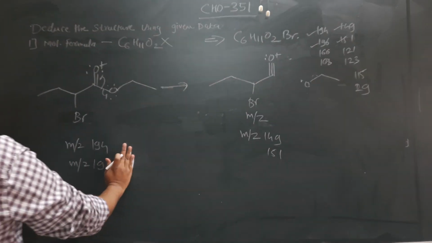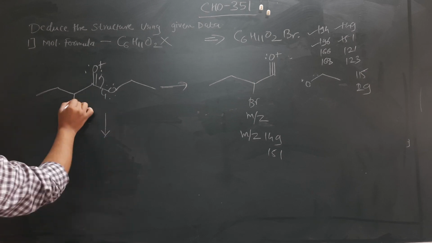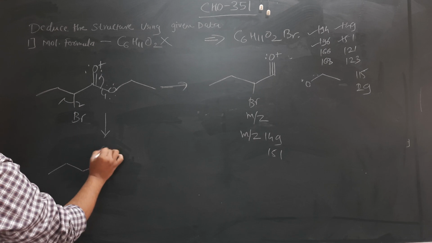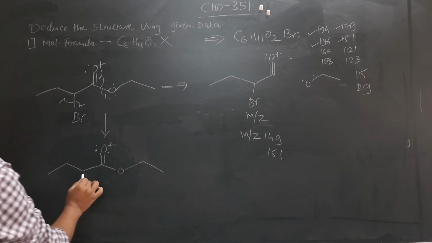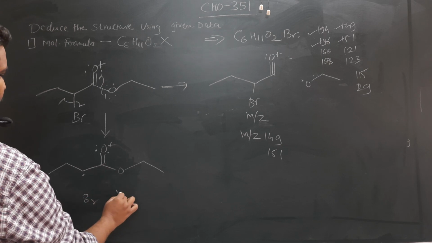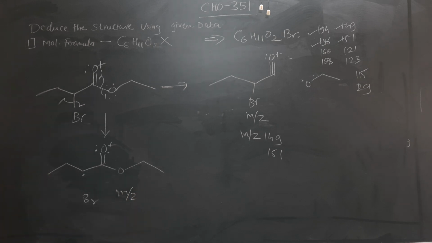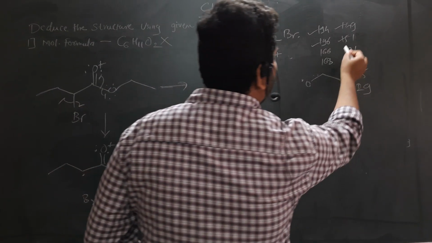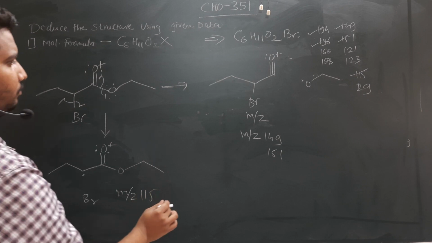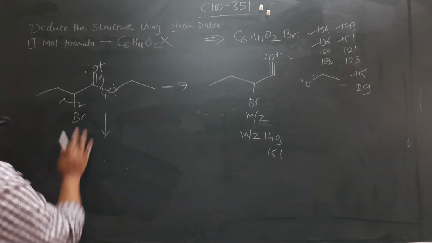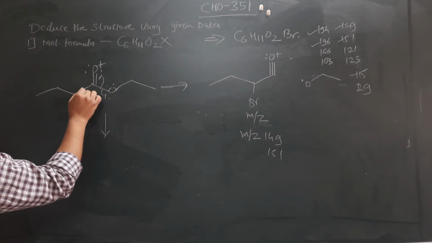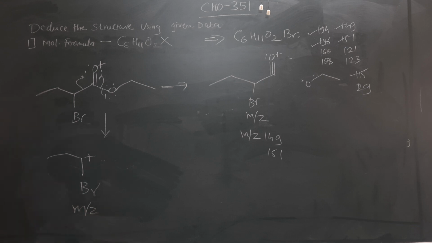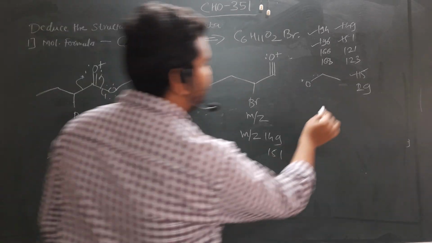Let's check the other fragment. This will give M/Z 115. So we have 115 also. Next you can do alpha cleavage here, inductive cleavage. This will also show two M/Z values, 121, 123.